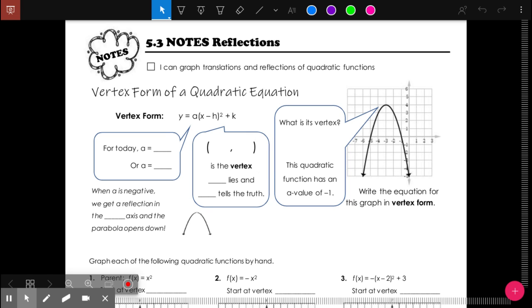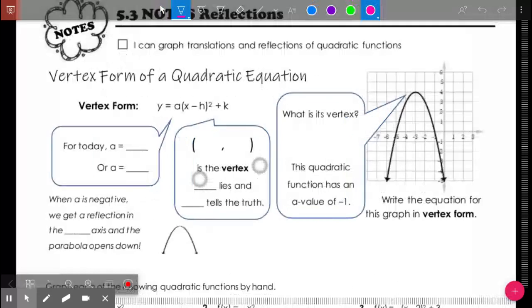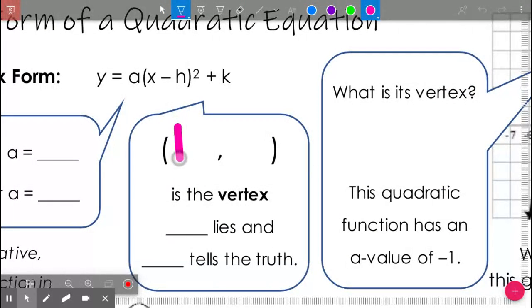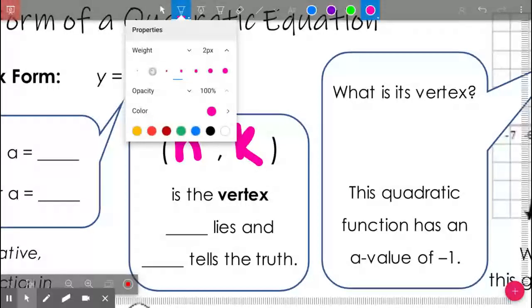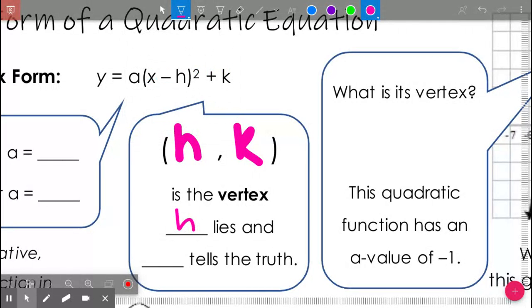All right, crew. Welcome to your 5.3 notes on reflections. Yesterday we did shifts and we were introduced to vertex form of a quadratic equation. So we are using the same form today, vertex form. The same h and k are still going strong. H is going to be our x coordinate for the vertex and k is the y coordinate. Just a reminder that H is going to lie and K tells the truth.